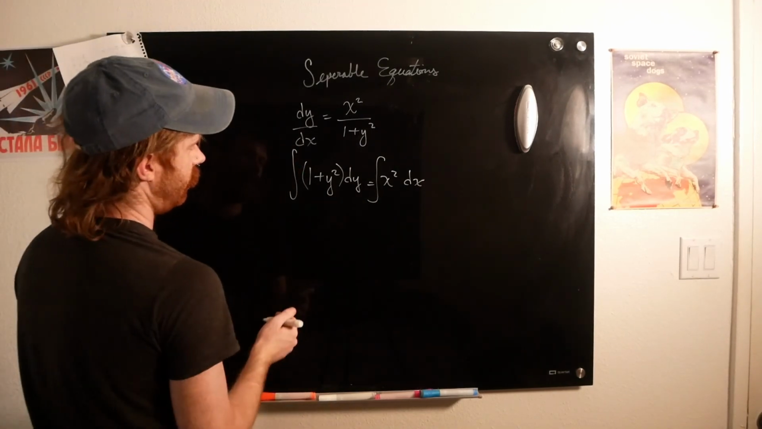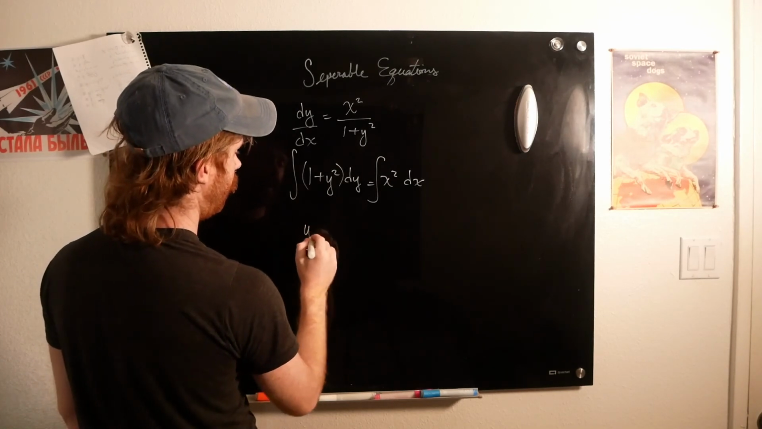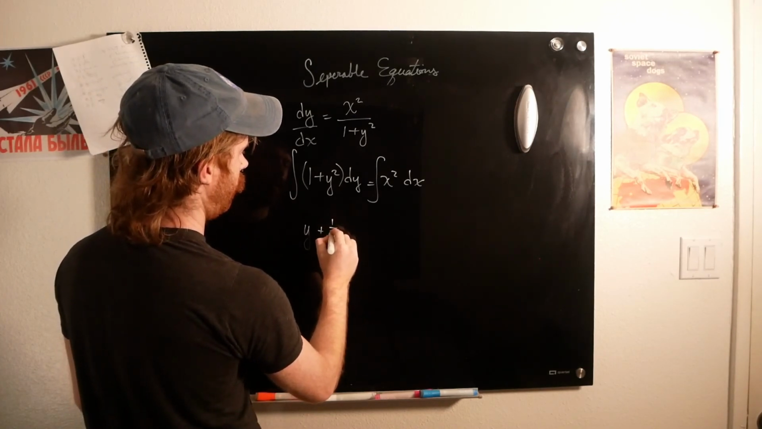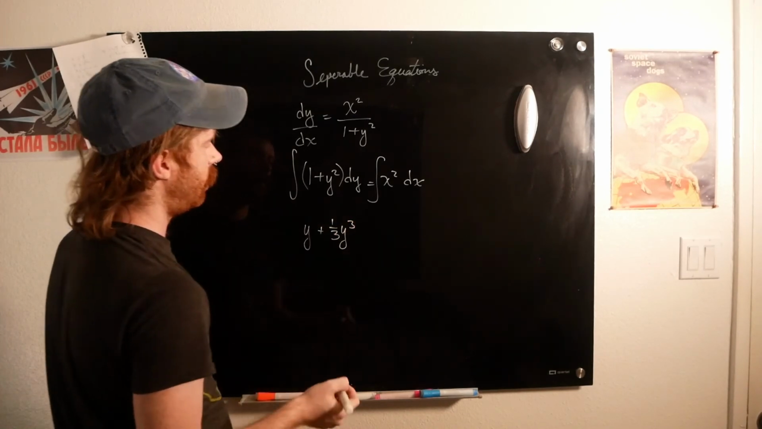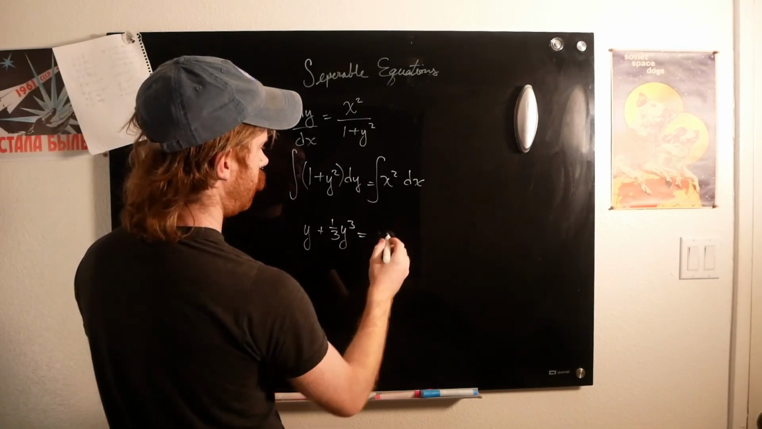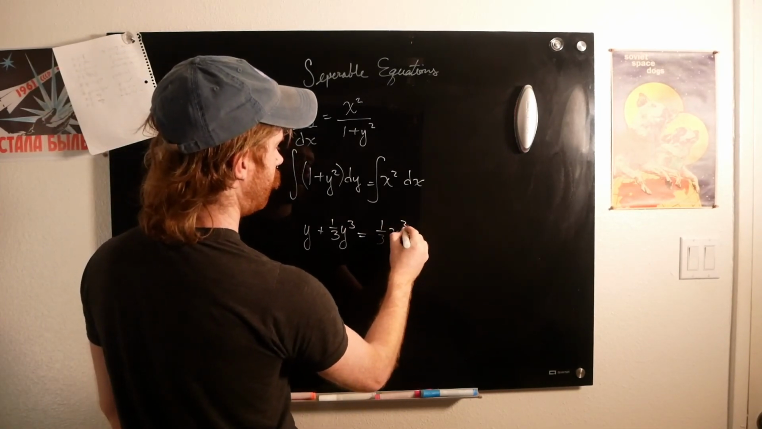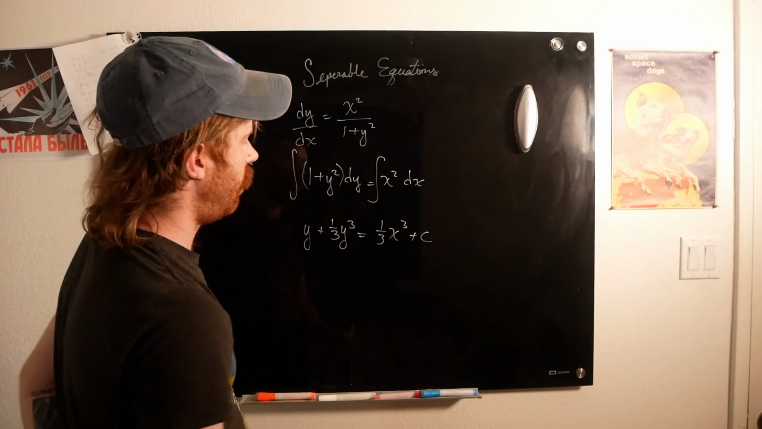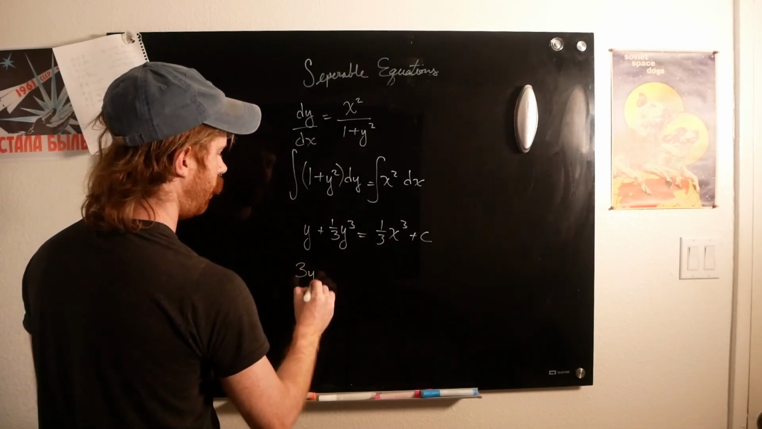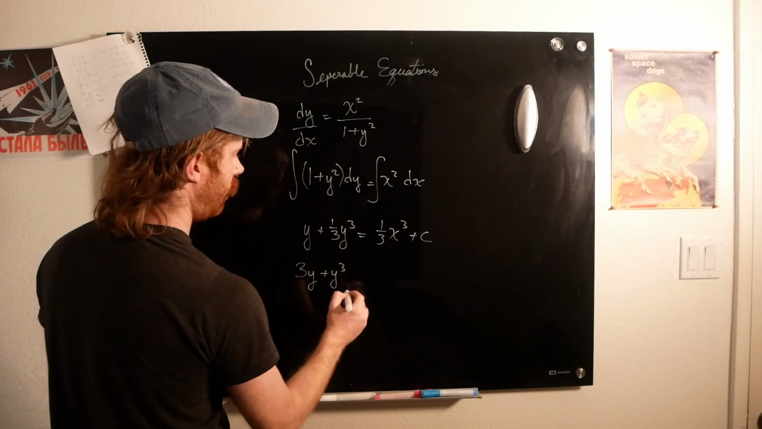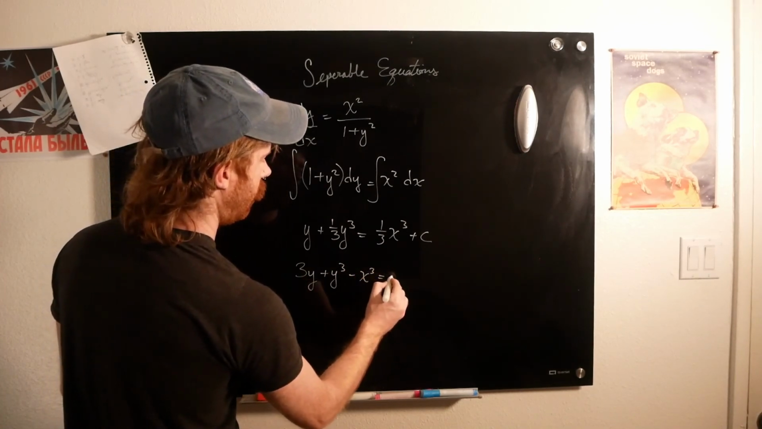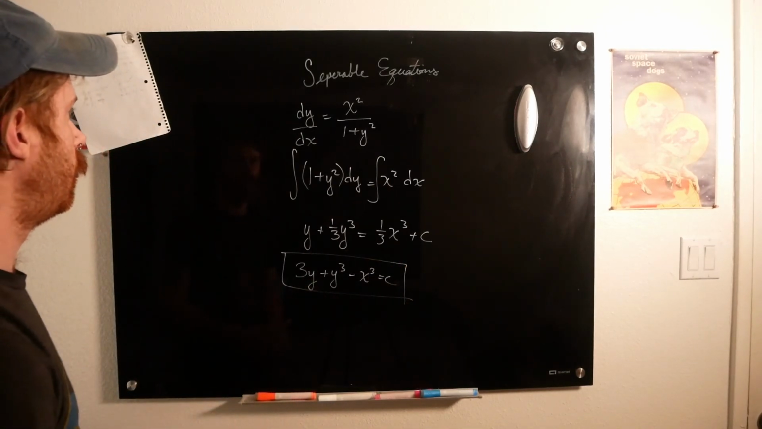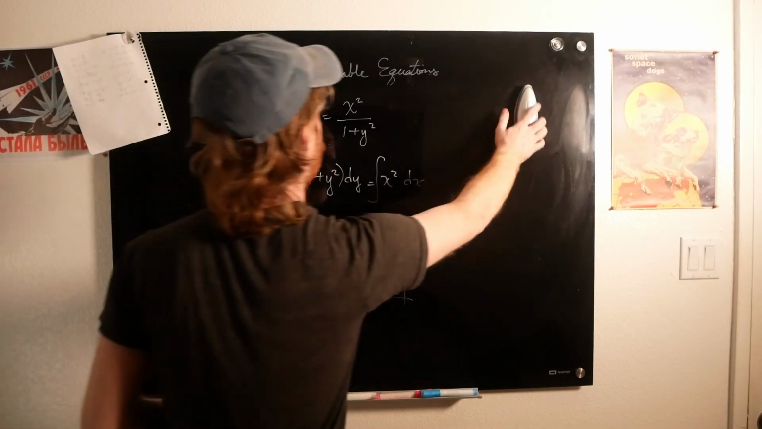So now to integrate this, this integral is going to be y. The integral of 1 is y. The integral of y squared is 1 over 3 y cubed equals 1 over 3 x cubed plus c. So let's multiply everything by 3 and move this 1 over 3 x cubed over. So we're going to have 3y plus y cubed minus x cubed equals c. And that's going to be your answer. So that's for this one, and then I'm going to do one more.